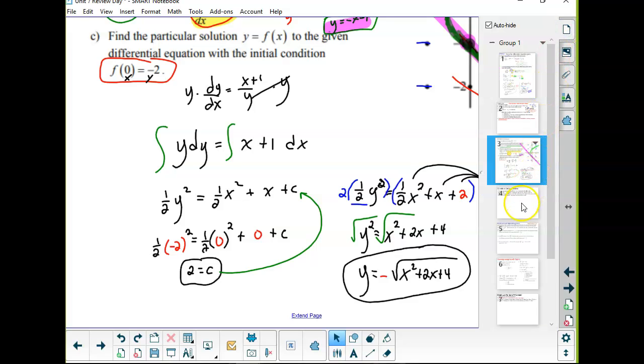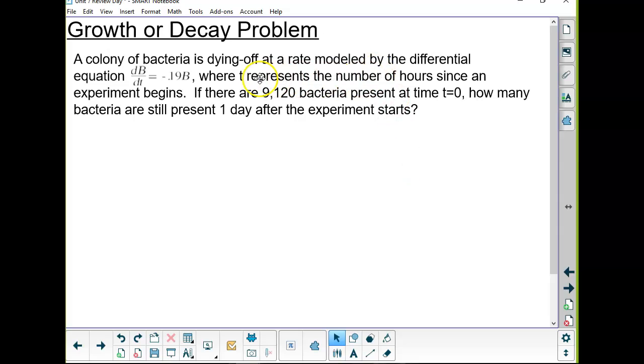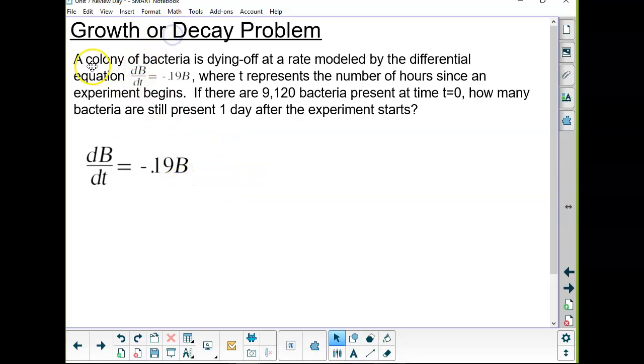Okay. Because we haven't done this in a while either, we're going to do a growth and decay problem. So I don't want you to write this. I mean, maybe you don't even have to write it down. It's up to you. That's a little small, so I'll make this part bigger. It's basically saying a colony of bacteria is dying off at a rate modeled by the differential equation dB dt. Now remember, capital B is going to stand for bacteria, t stands for time, where t represents the number of hours since the experiment begins.